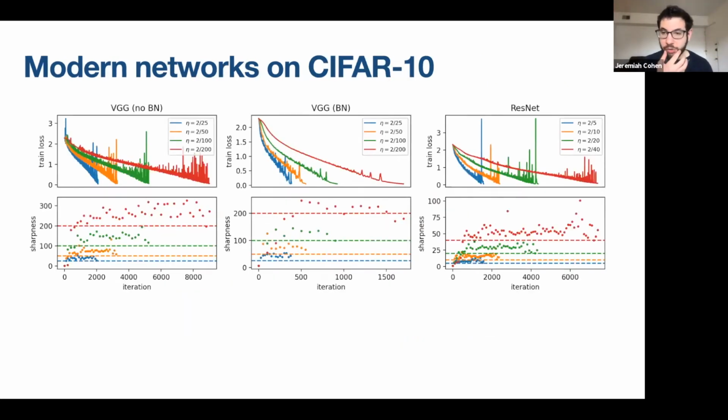Okay, here are real networks on the full CIFAR10 data set. So I'm using a VGG without BN on the left, a VGG with BN in the middle, and a ResNet on the right. And you can see that for each step size, sharpness rises until reaching 2 over eta, and then hovers just above that value, except with cross entropy loss at the end, it sometimes drops.